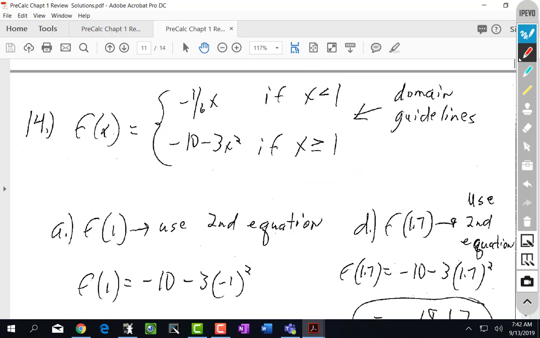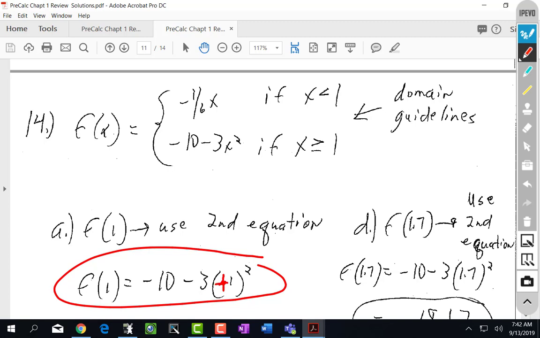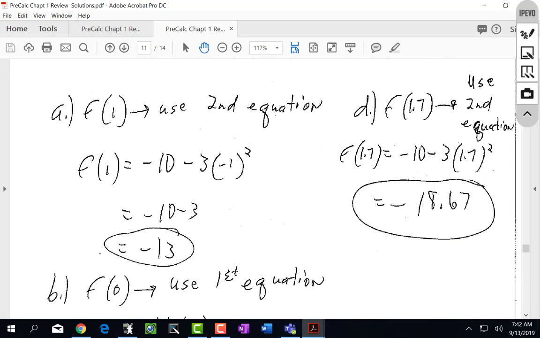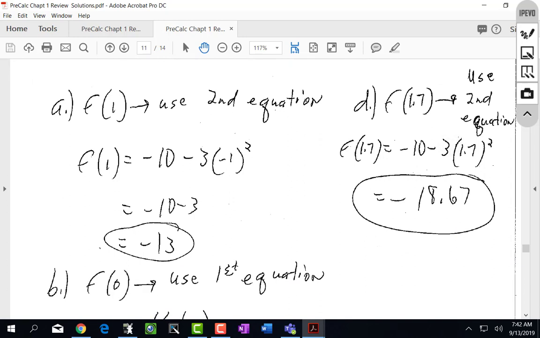So you'll notice to find f of 1, I substituted my 1 into my second equation. And I don't know why I put a little negative here. That shouldn't be there. That should just be a positive 1. So substituting in 1 right here, and it doesn't matter because it's squared anyway, 1 squared is 1, so 1 times 3 is 3, and negative 10 minus 3 is going to be your first answer. On A, we'll go ahead and scroll down to it, and that first answer is going to be negative 13.